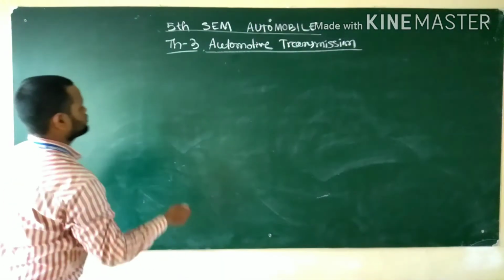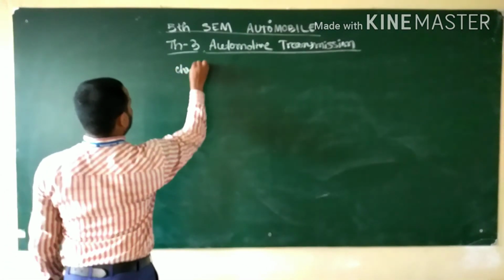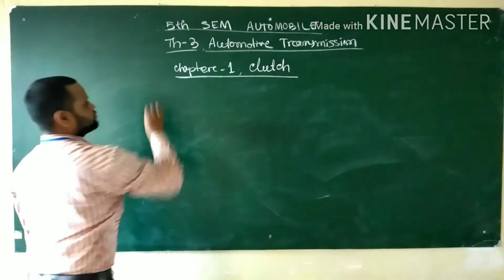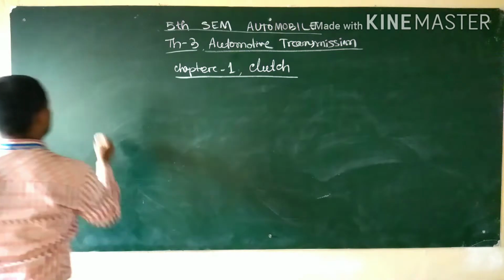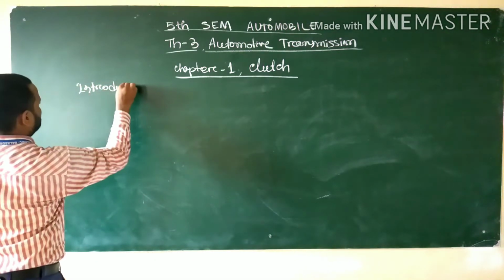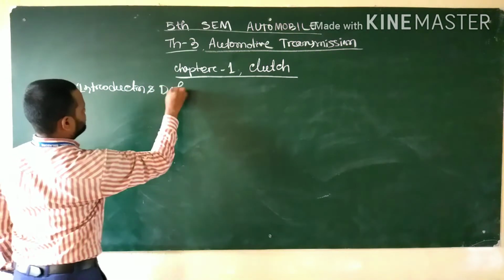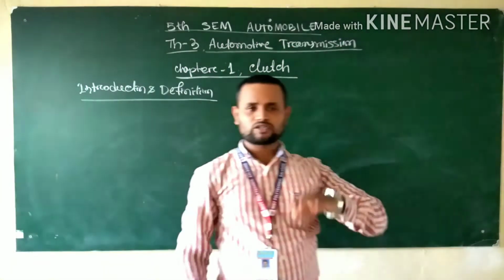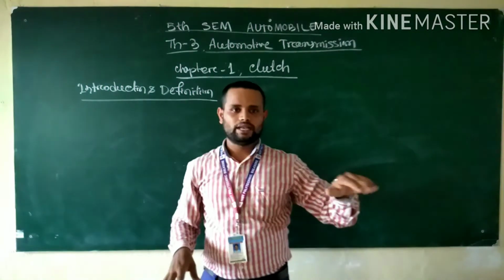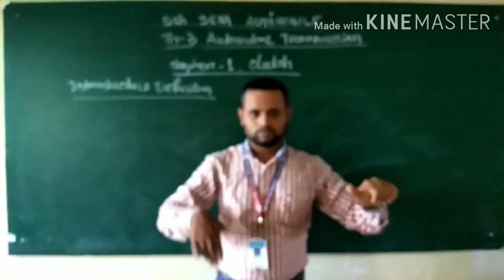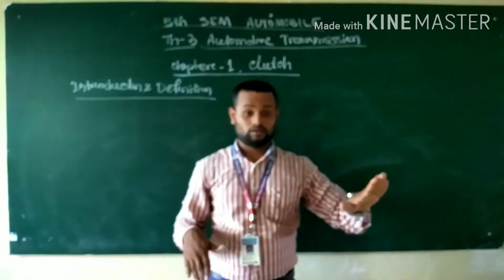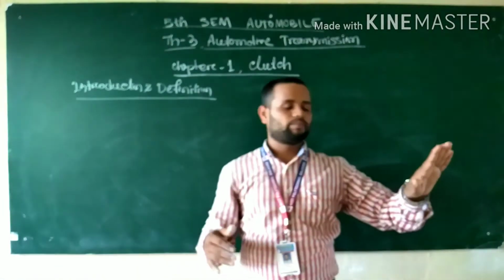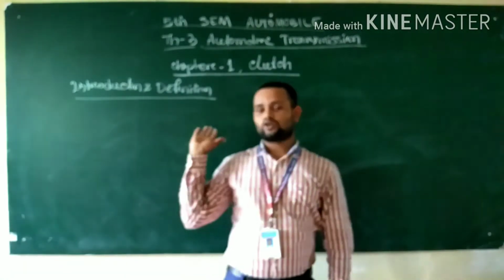So first is the clutch. This is your first chapter, that is clutch. Chapter 1 is clutch: introduction and definition. You must have seen in case of a bike, with the left hand we press the clutch lever. After pressing it and selecting the gear, we release the clutch and the vehicle moves. And when changing gear, we press the clutch. So this is a clutch.